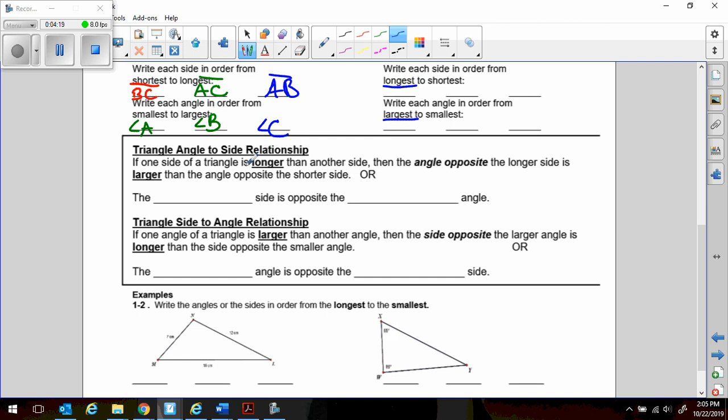Triangle angle to side relationship. If one side of the triangle is longer than another side, then the angle opposite the longer side is larger than the angle opposite the shorter side. Or, this is what they're trying to say: the shortest side is opposite the smallest angle.